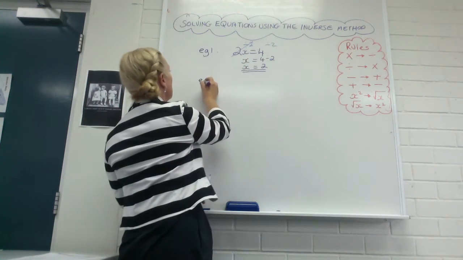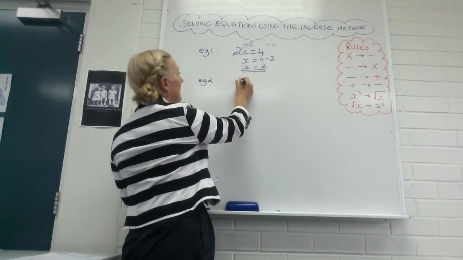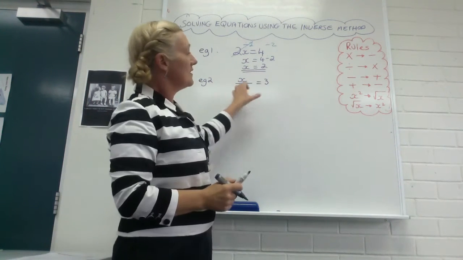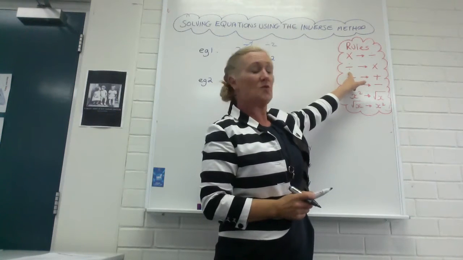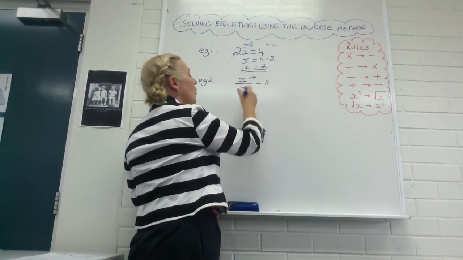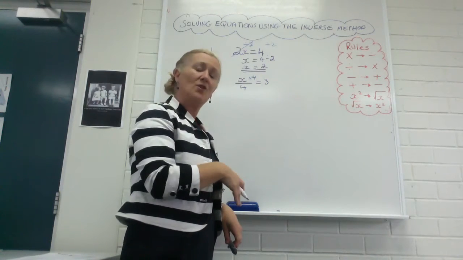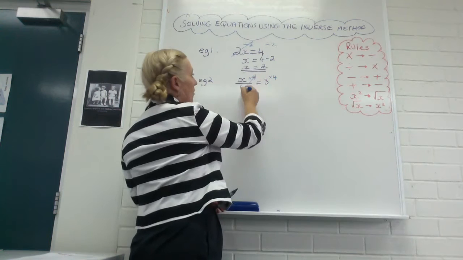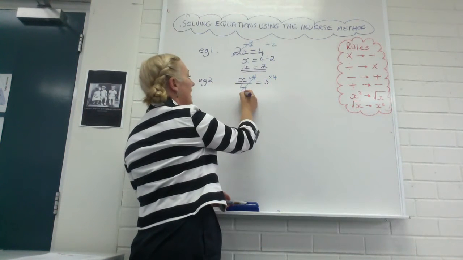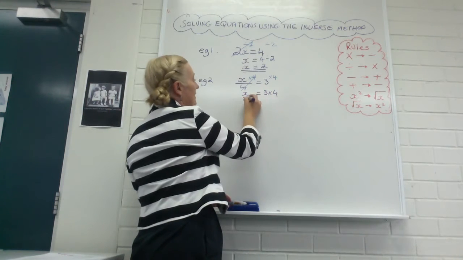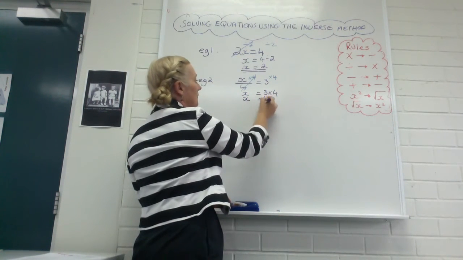Example 2. X over 4, which means x divide. We look at the divide and we see the rule says because we're getting rid of the 4, we need to multiply the left by 4. Whatever we do to the left, we do to the right. Times by 4. These go off and we're left with x equals 3 times 4. X is equal to 12.